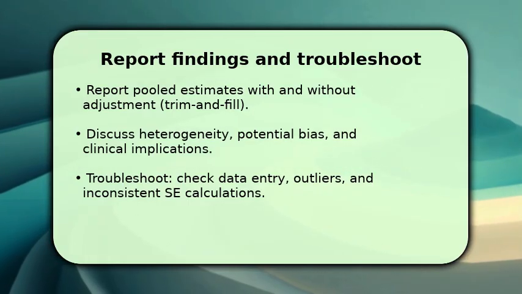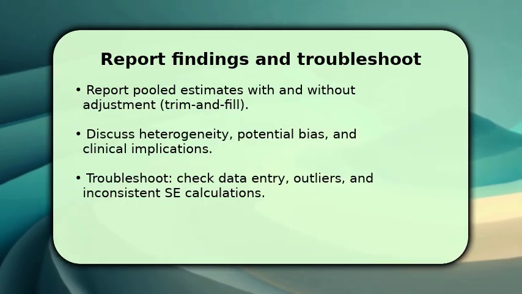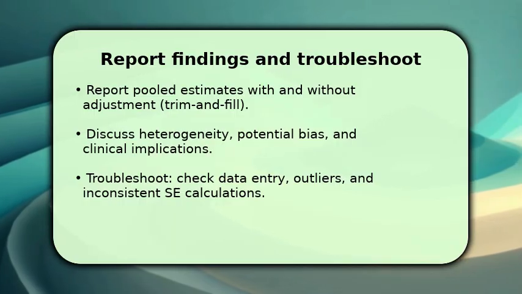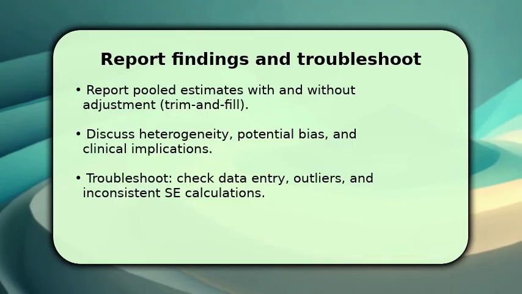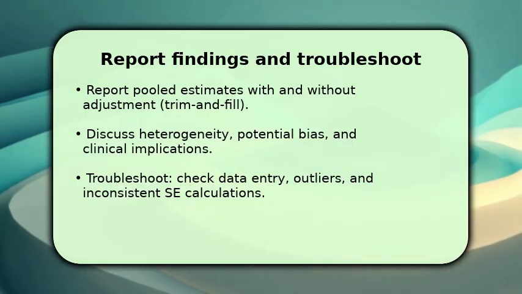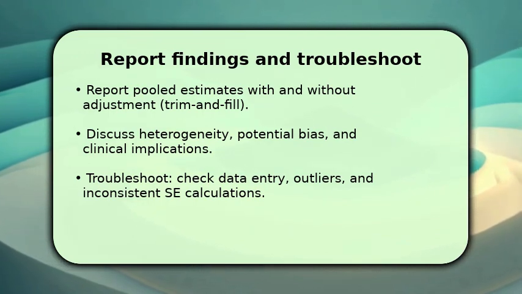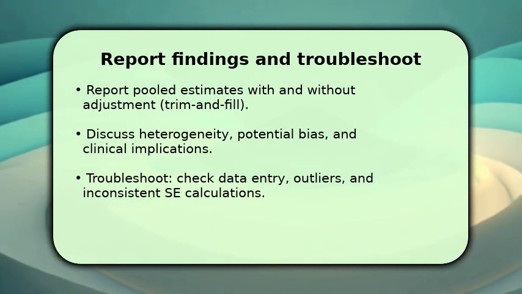If results seem inconsistent, first troubleshoot data. Verify extracted effect sizes, recheck standard error formulas, and inspect for outlier studies driving asymmetry. If problems persist, rerun analyses excluding suspect studies and report sensitivity results, so readers see how robust your conclusion is.